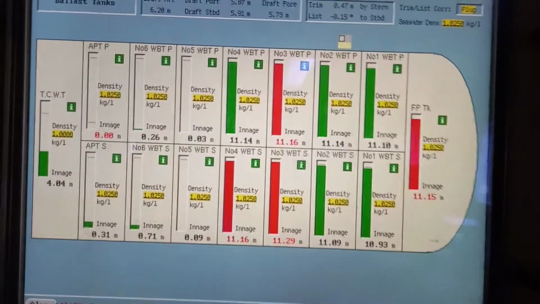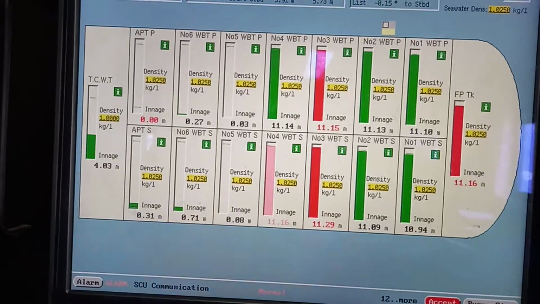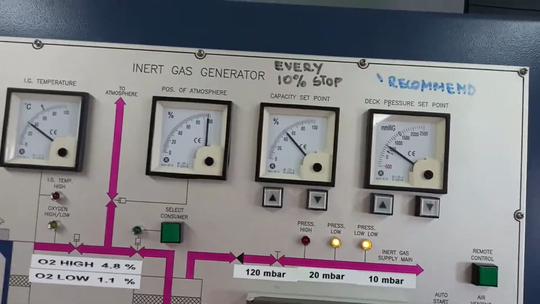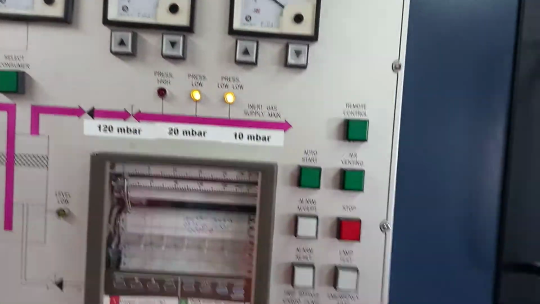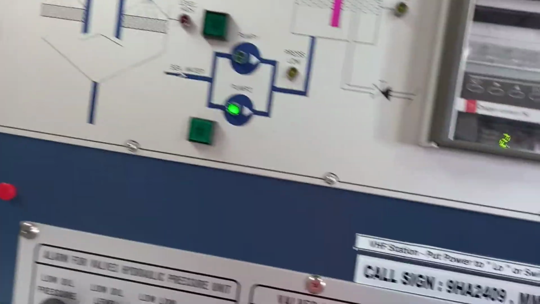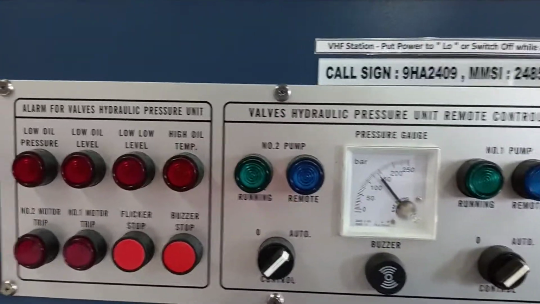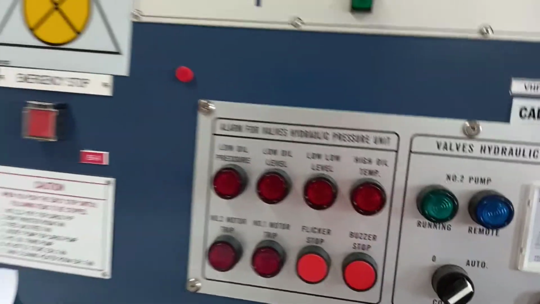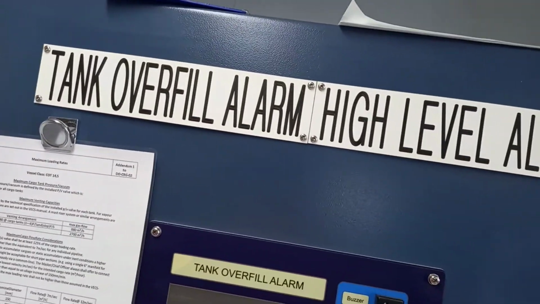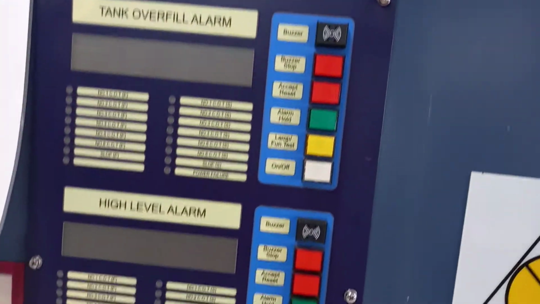We have this ballast monitoring. We have this Energas system. Yes, Energas. And we have this hydraulic system. Alarm buttons, the tank alarm, high level alarm.